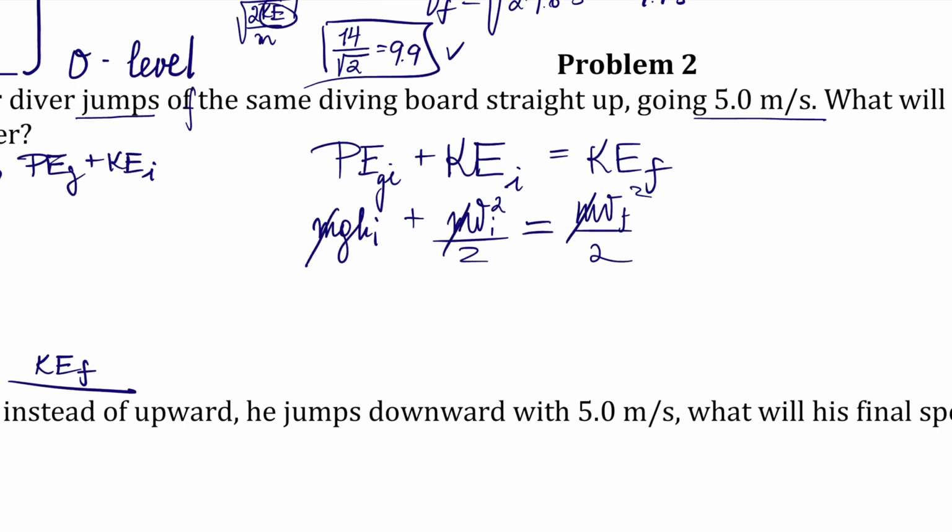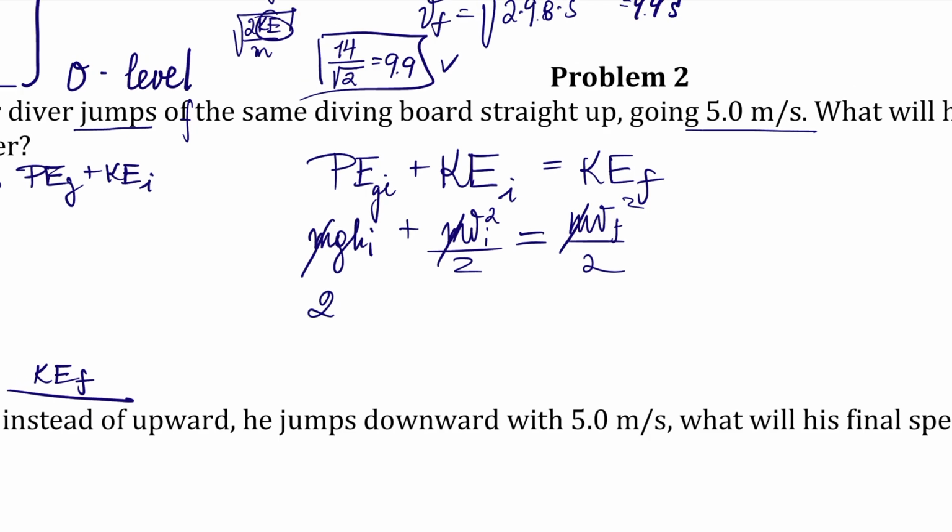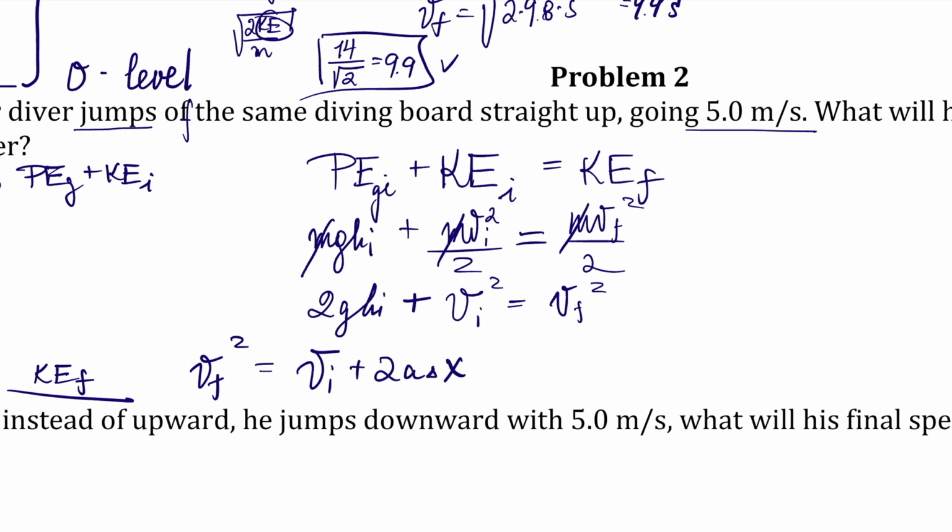Cancel masses. Multiply by 2, so I have 2gh initial plus v initial squared equals V final squared. Look at that. We've seen this formula before. Remember, we had the formula V final squared equals V initial squared plus 2 times acceleration and displacement. This was a very old formula, but now you understand where it came from. Please, please, please do not jump to that formula, because if you jump to that formula, you tell me that you have learned nothing since then, and that is not true.